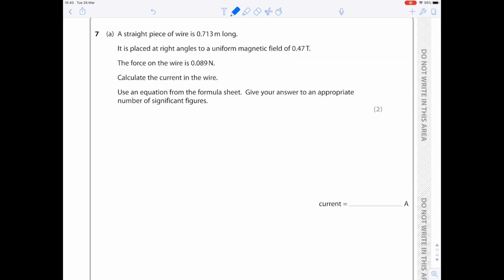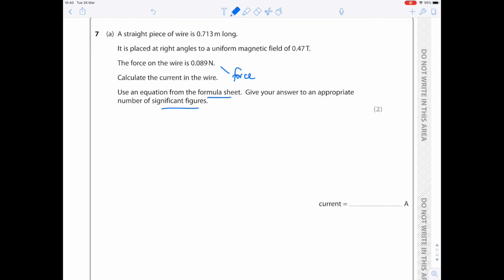(7a). A straight piece of wire is 0.173 meters long. It is placed at right angles to the uniform magnetic field of 0.47 Teslas. The force on the wire is 0.089 newtons. Calculate the current in the wire and use an equation from the formula sheet. Give your answer to an appropriate number of sig fig. So let's identify what we have.